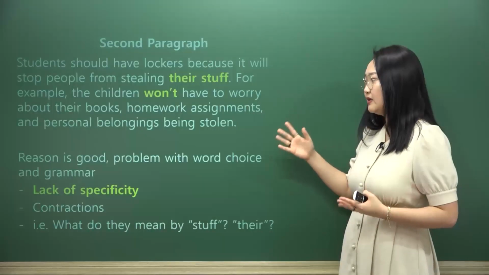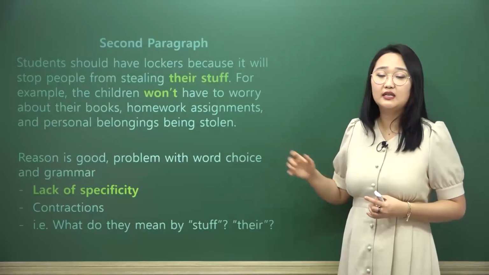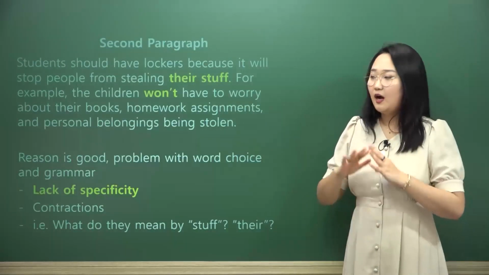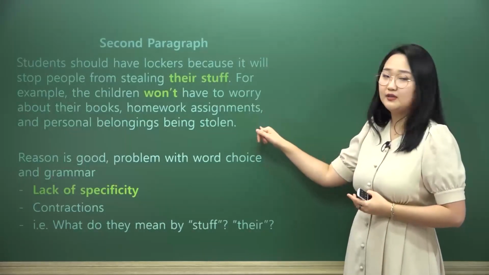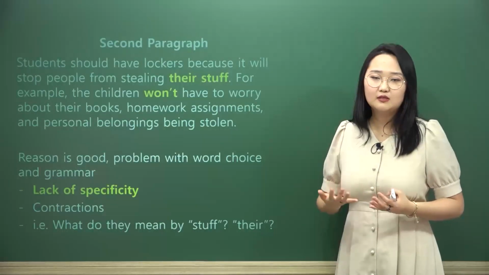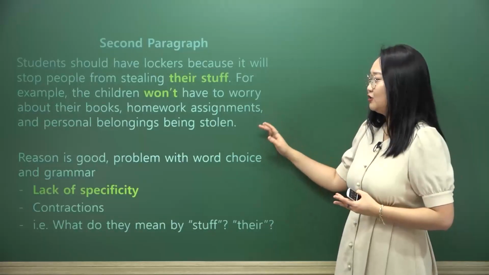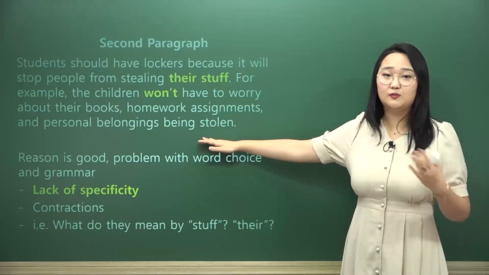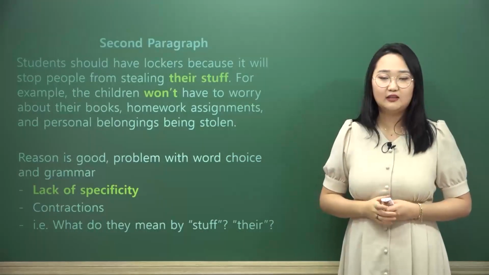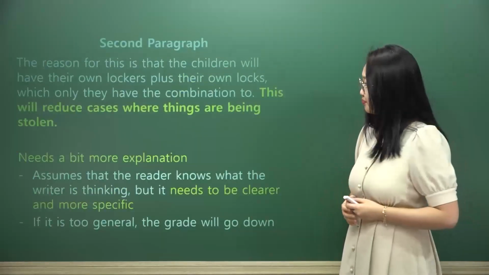But the reason why I say personal belongings up here is because it is a more generic term. A personal belonging encapsulates books and homework assignments. However, a personal belonging doesn't really have anything to do down here as being super general when it could be up here instead to replace the word stuff.